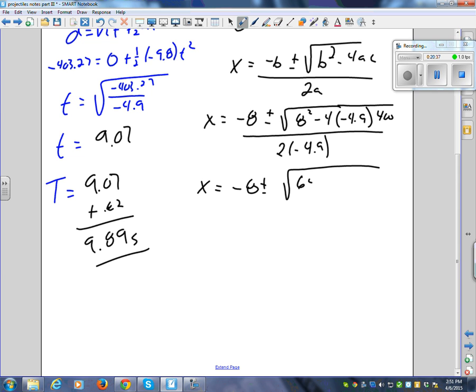Should I write it right out? 4 times 4.9 times 400 is 78.4. This is actually plus, right? Yeah. Negative, negative, so 78.4. I'm probably writing out more than I need to.